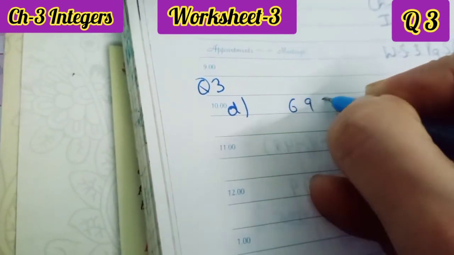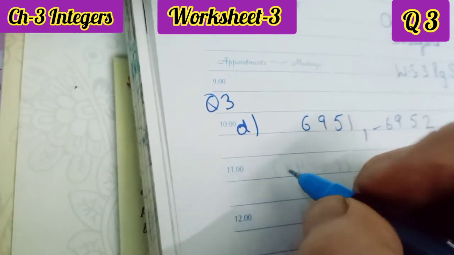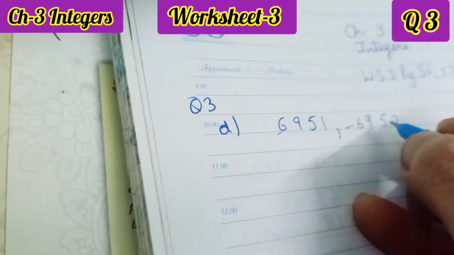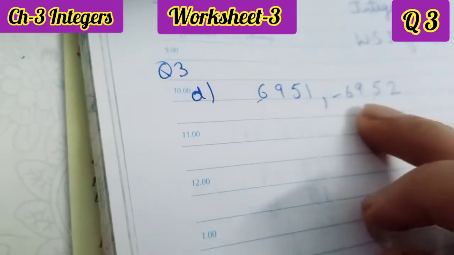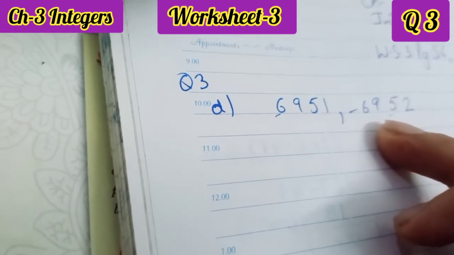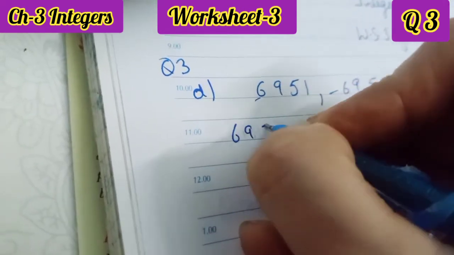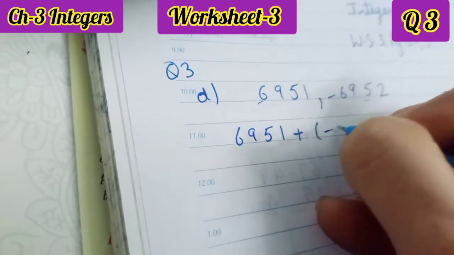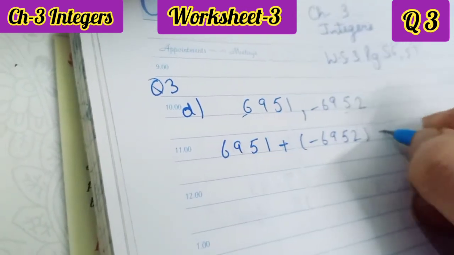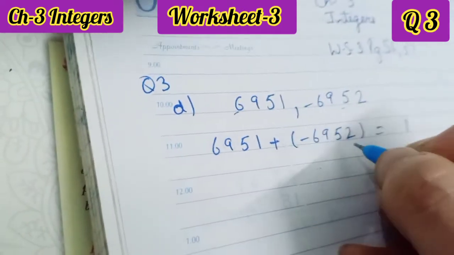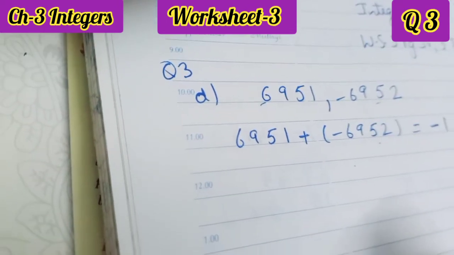Now these are the numbers, and if we find the absolute values, then we are finding 6951 and 6952, but they are having different signs. So we will find the difference of these numbers. We subtract these numbers, we get 1. So whenever we are having different signs, we will subtract them, we get 1, and then the sign of the greater number, that is minus. So this is the answer.